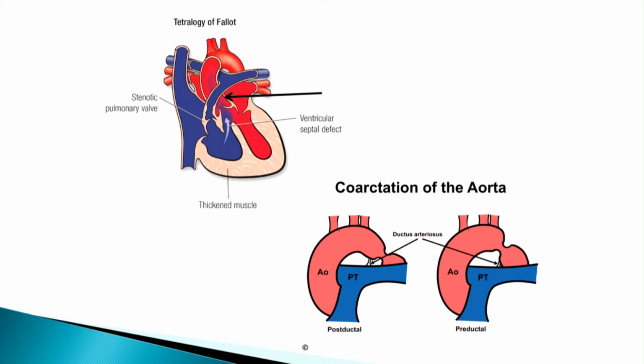Another example of shunting of blood from right to left is tetralogy of Fallot, which includes four components, as the name tetralogy suggests. It includes ventricular septal defect, pulmonary stenosis, ventricular hypertrophy or thickened muscle of the heart, and also coarctation of the aorta. So coarctation of the aorta, ventricular septal defect, pulmonary stenosis, and ventricular hypertrophy are the components of tetralogy of Fallot, which also causes shunting of blood from right to left and causes cyanosis.